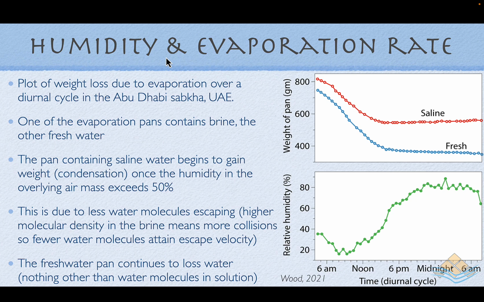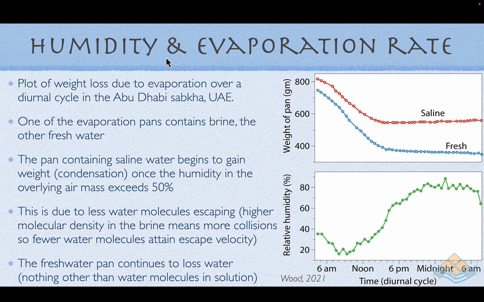And the difference is that in the saline pan, as water molecules are lost from that pan, we have an increasing intermolecular density. There's more cations and anions in there amongst the water molecules. And so it's much more difficult. Even though the molecules are still absorbing heat for at least a portion of that cycle, they can't attain escape velocity because they're colliding with the higher density of non-water molecules left in that residual brine.